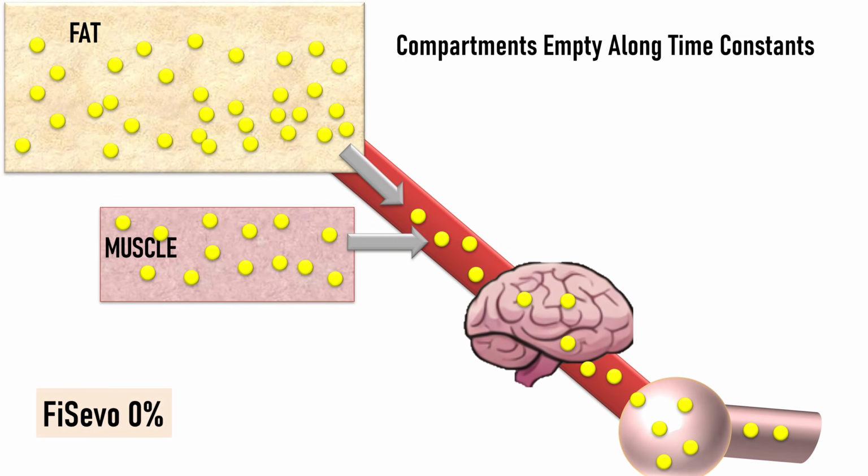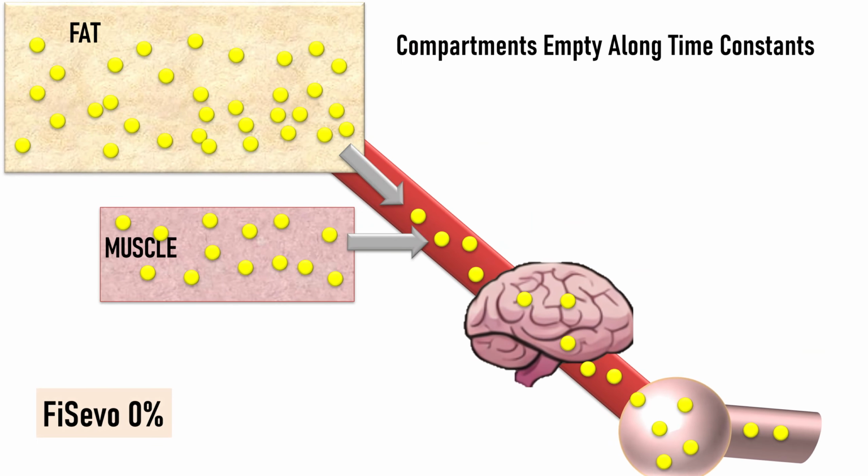Subsequently, compartments empty along time constants. The blood empties the fastest into the alveoli because of the blood gas partition coefficient and the blood flow, then the muscle, and then the fat. And so even when you turn off the vaporizer, volatile agent leaves the tissue and then it enters the blood and it equilibrates with the brain, maintaining anesthesia. The key point here is that once the vaporizer is turned off, the brain continues to be anesthetized by tissue stores of that agent.